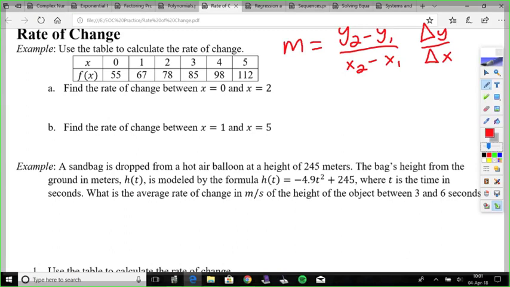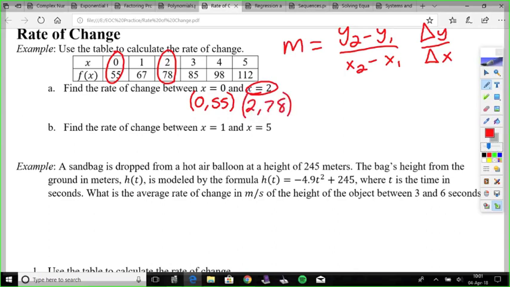So my example, use the table to calculate the rate of change. Find the rate of change between x equals 0 and x equals 2. So we need the points. We need ordered pairs for this. It gives me a clue as to where to start. x equals 0, that's the point. When x is 0, it's 55, so (0, 55) is my point, right? And x equals 2, that's going to be the point (2, 78).